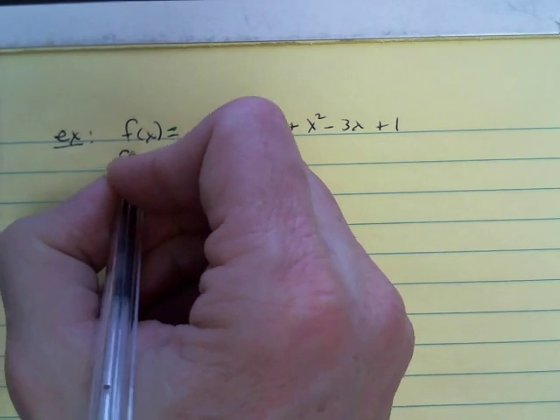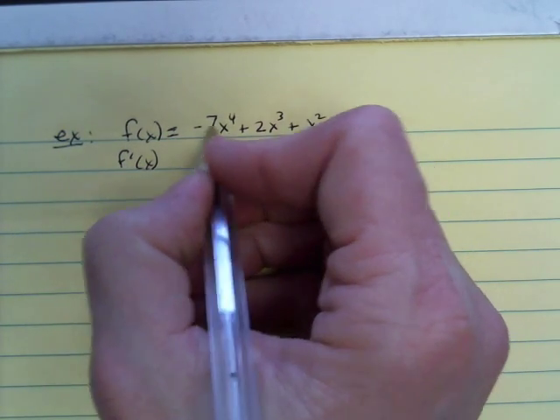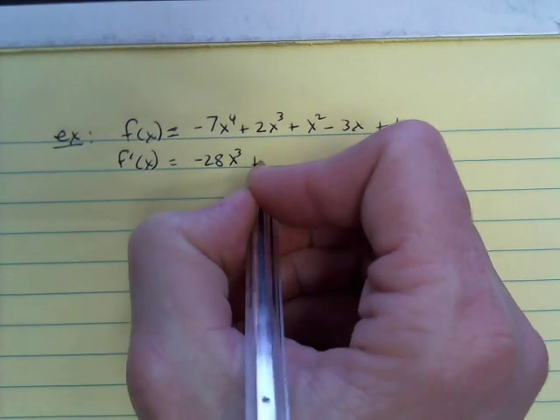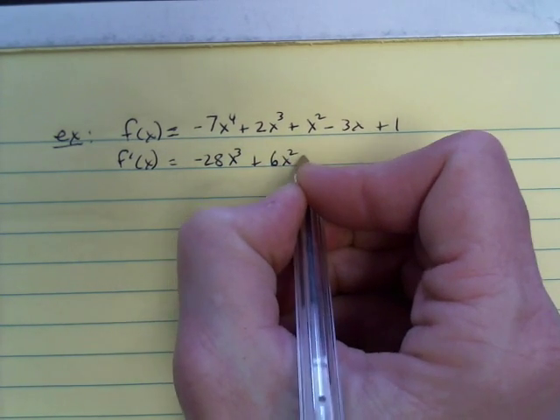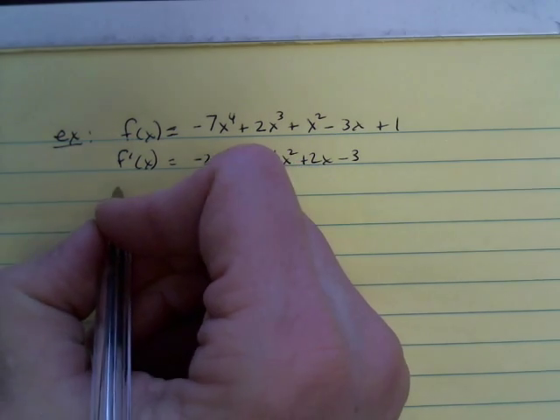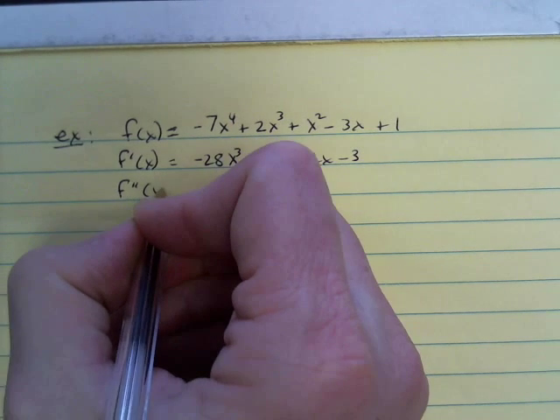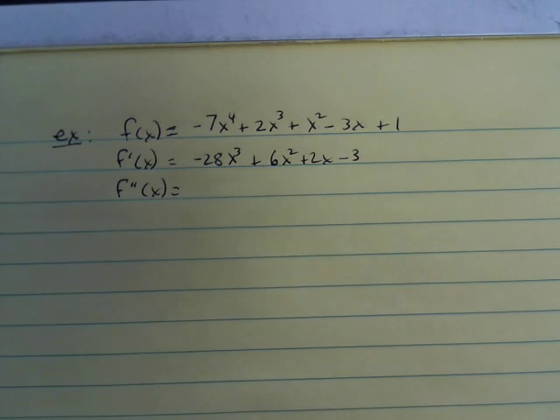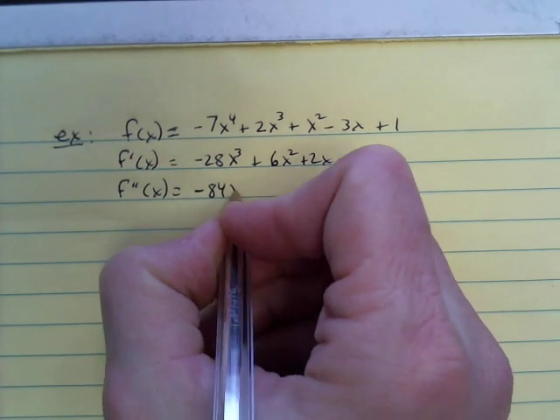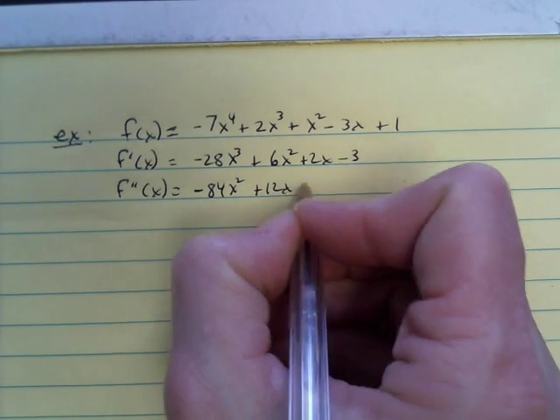First derivative, 7 times 4 is 28. 2 times 3 is 6. So hopefully you can get that pretty quickly. The second derivative, let's see, I don't want to make a mistake here. 28 times 3 is 84. This is negative 84x squared plus 12x plus 2.